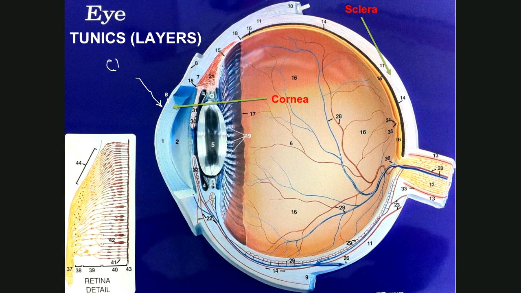And the reason it's clear is because the collagen fibers are parallel to each other like this. And they're thin. I'm not drawing it very well, but they're thin fibers. They're like this. And look, light can pass through there because there's a space between the fibers. The light can pass through.